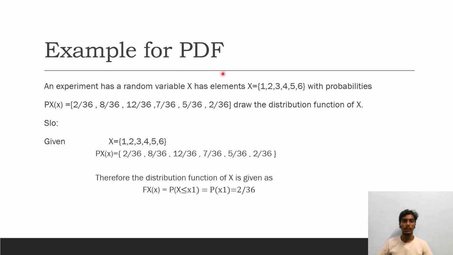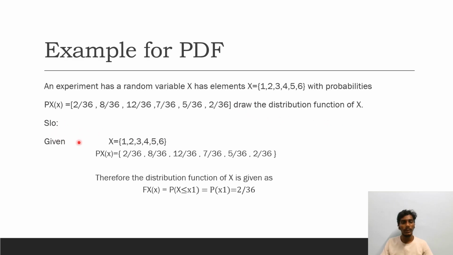We are considering an example for the probability distribution function. This is the question. An experiment has a random variable x with elements x equal to 1, 2, 3, 4, 5, 6, with probabilities P of x: event 1 gets 2 by 36, event 2 gets 8 by 36, event 3 gets 12 by 36, event 4 gets 7 by 36, event 5 gets 5 by 36, and the last event gets 2 by 36. Draw the distribution function of x.